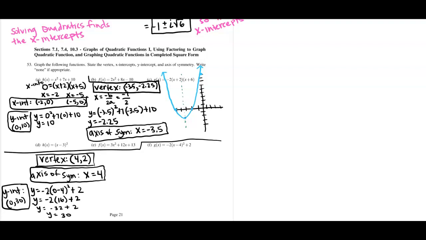Okay, so there's one more thing I need to know. Okay, now let's do the x-intercepts. To do the x-intercepts, we're going to let y equal 0 and solve for x. And so on this, we're going to use that square root property, because it's already set up in this vertex form. And so we will be able to square root both sides here. So we want to use that square root property.